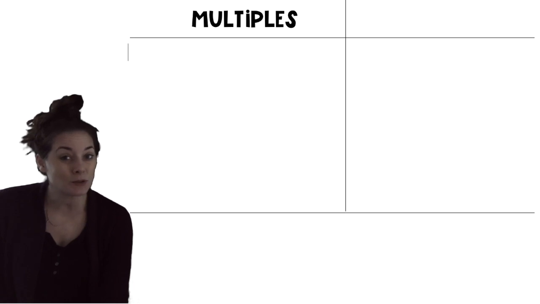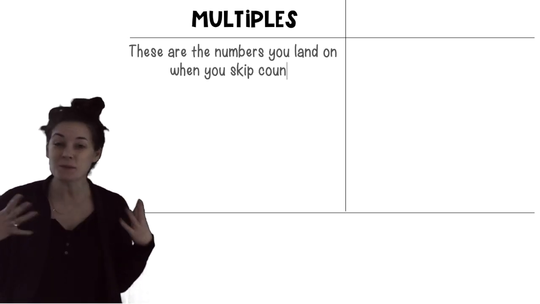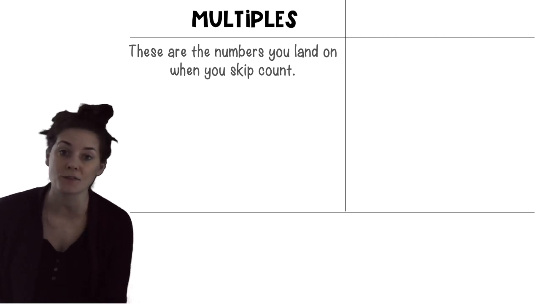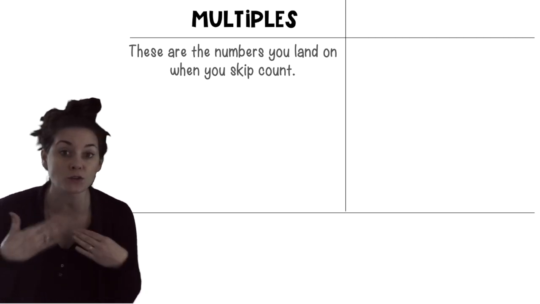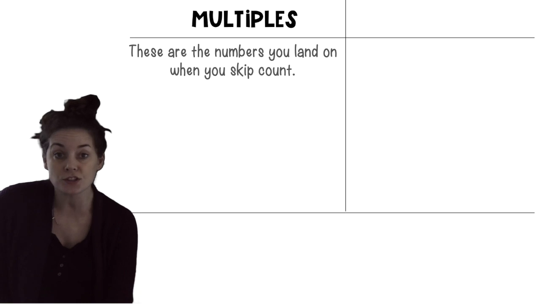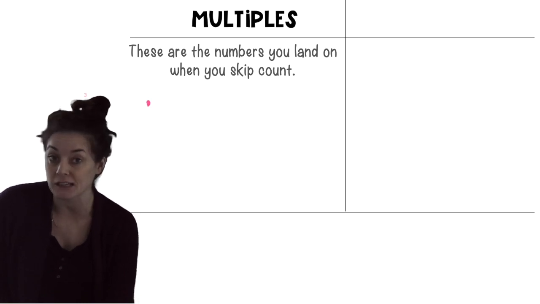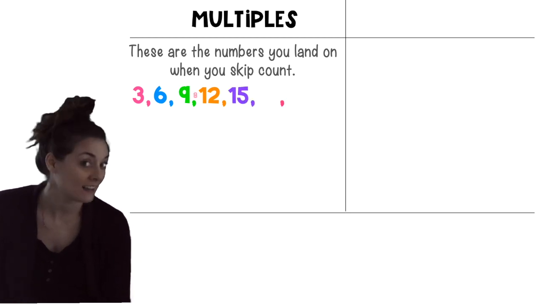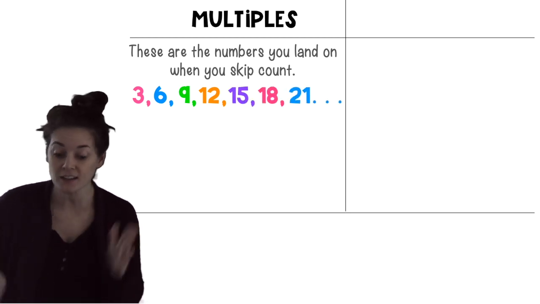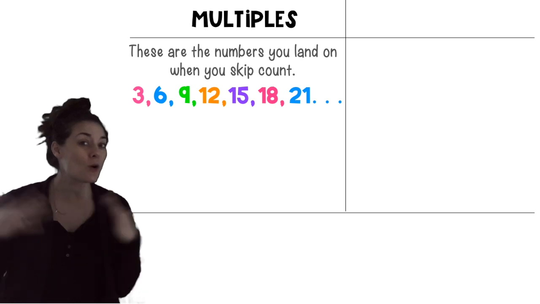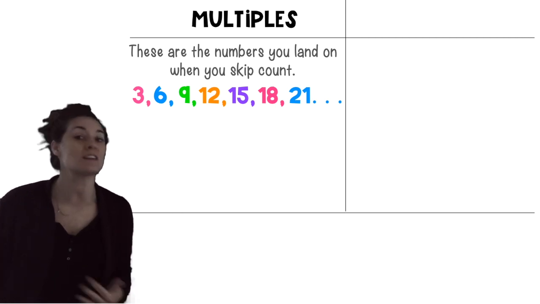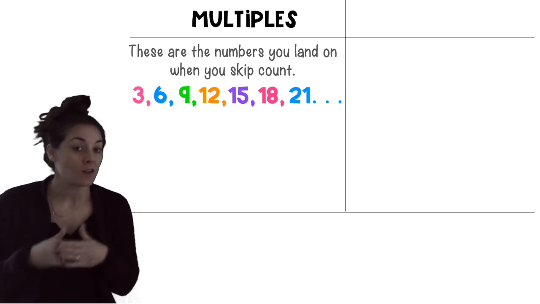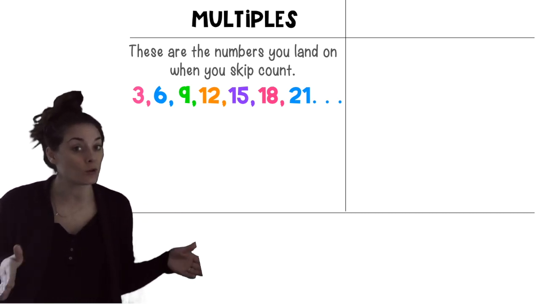Now, multiples are really just the numbers that we land on when we're skip counting. So for example, if I were to start with 3 and I said the multiples of 3, we're just going to start skip counting. So 3, 6, 9, 12, 15, 18, 21, and so forth. Multiples go on and on forever because we can always skip count an infinite number of times. There are an infinite set of multiples.